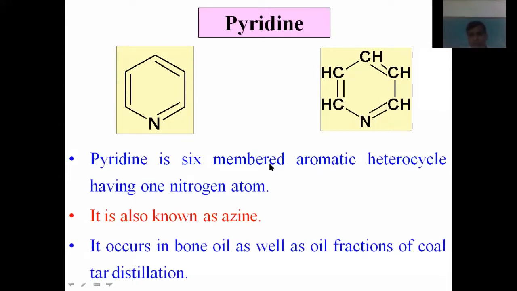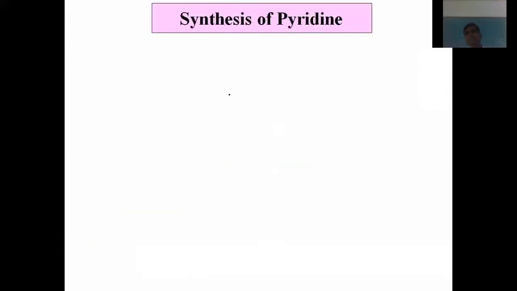Okay, this is just the introduction of pyridine, a very important example of a heterocyclic compound. It is six-membered, aromatic in nature, and also called azine. Now let us see the synthesis of pyridine. Synthesis means we are going to discuss how that compound is synthesized in the laboratory.